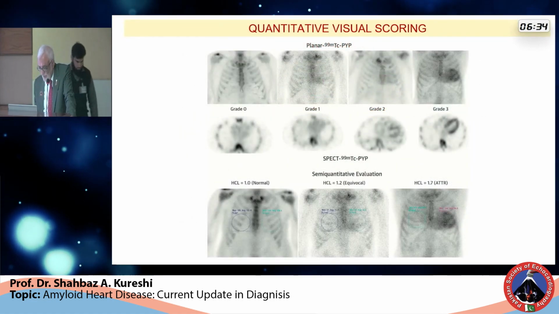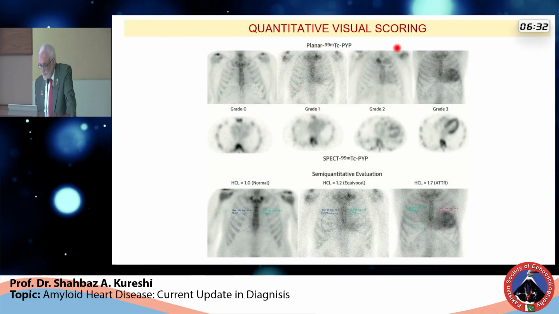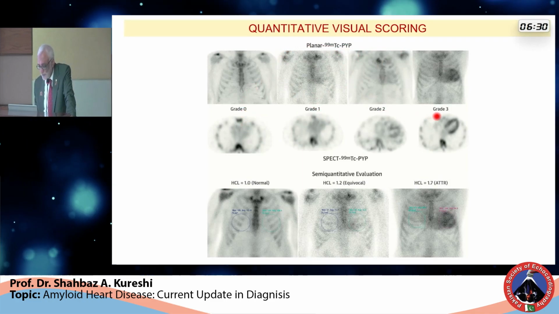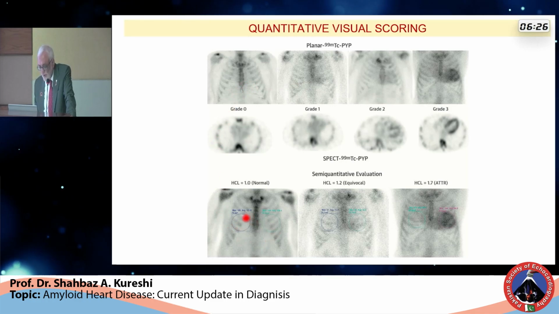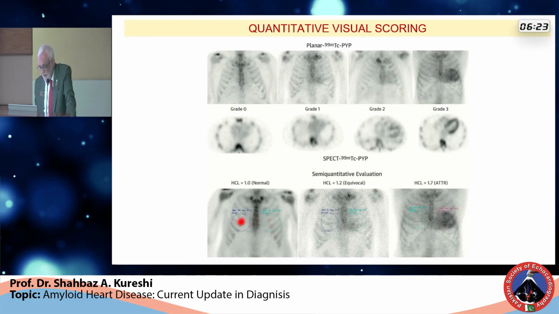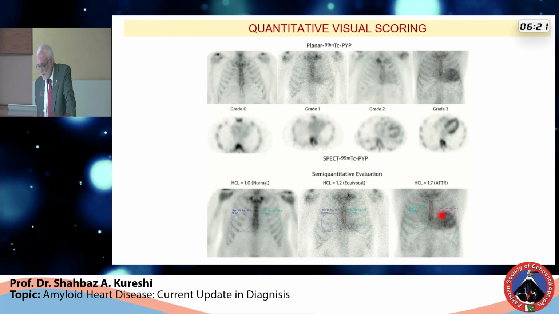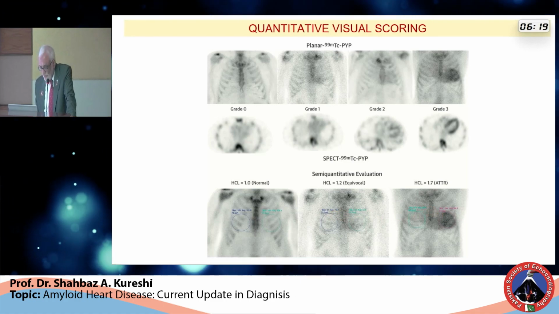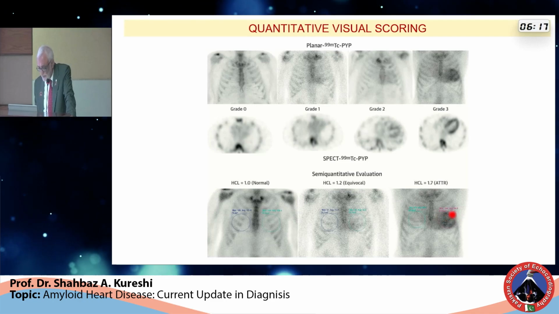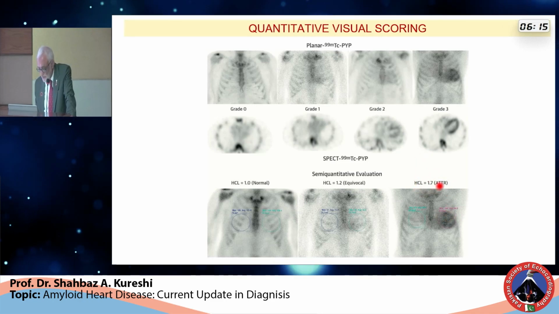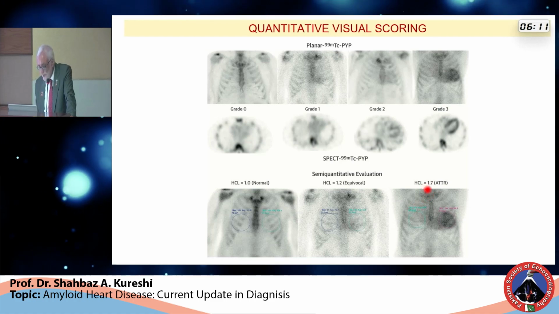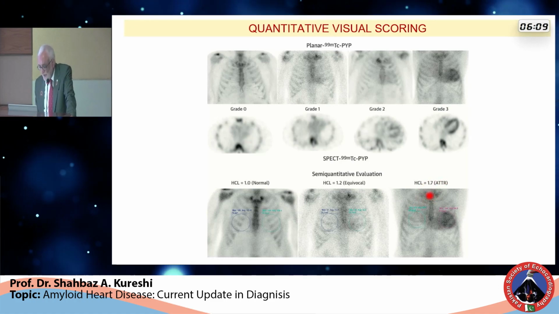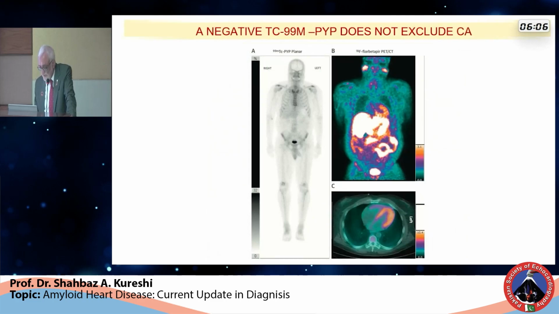As far as the CMR is concerned, you will have subendocardial diffuse late gadolinium enhancement in these patients with amyloidosis. The quantitative visual scoring that you can have from 0 to 3 is the uptake as compared to the ribs, or you compare it to the contralateral lung, and then you have a ratio here where you can find out what the diagnosis could be. With a ratio of the heart to the contralateral lung of 1.7 or more, the diagnosis is nearly certain in these patients.